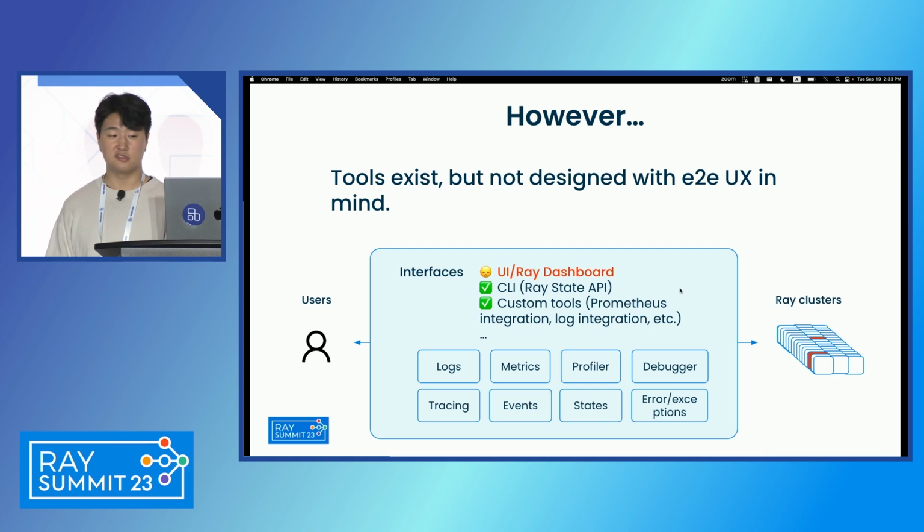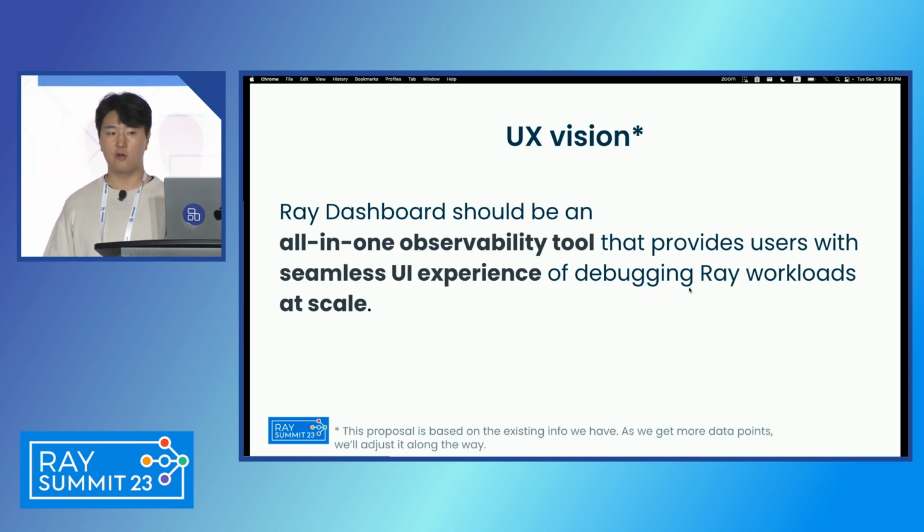However, although all these tools exist, they're all designed for very domain-specific purposes. And we found many users who had a really hard time debugging end-to-end problems because of the lack of UI, and you have to jump around different places to debug the problem. So our UX designer, Huawei, he's right there. He did a lot of user research, talked to tens of users, and we basically figured out that it's extremely critical to make the Ray dashboard an all-in-one observability tool that provides a seamless UI experience at scale. And that's what we built over the year.